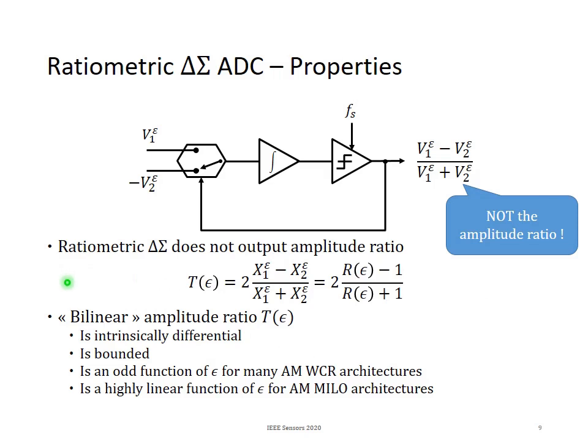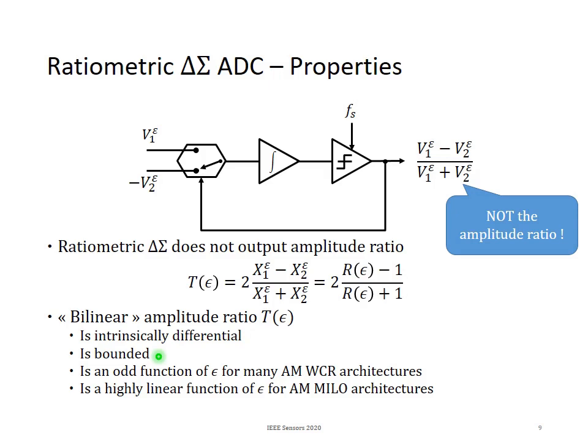Now, as mentioned in the previous slide, the quantity which is digitized by the ratiometric sigma delta ADC is not the amplitude ratio R, but a bilinear version of R, as is made clear by this formula here. Still, this output metric serves our purpose well for several reasons. First, irrespective of which weakly coupled resonator is used, it is intrinsically differential, like the amplitude ratio. Moreover, it is bounded between -2 and 2, whereas the amplitude ratio varies between 0 and infinity. And it has some more interesting properties for more specific architectures.